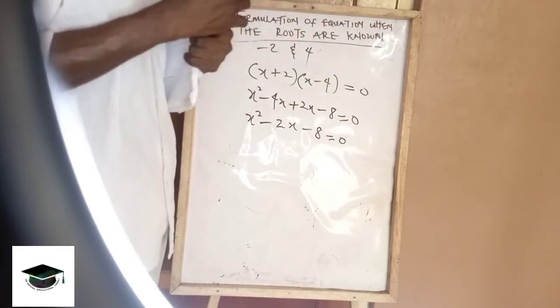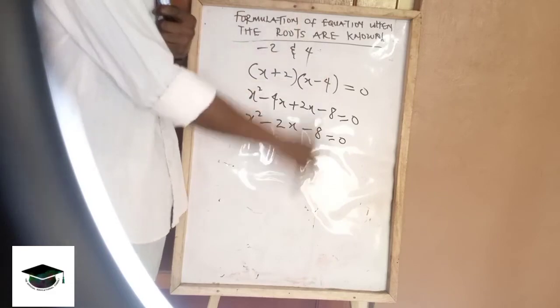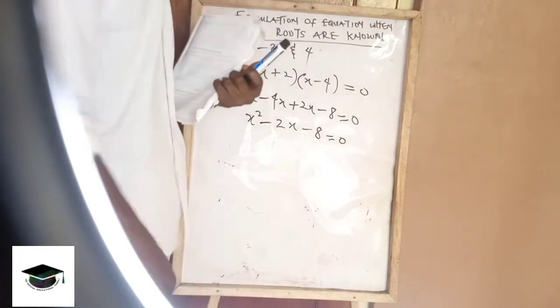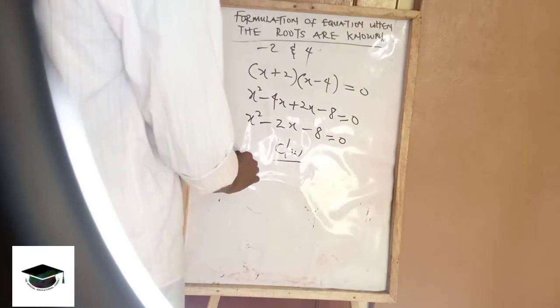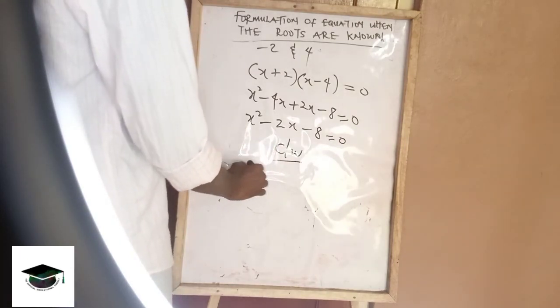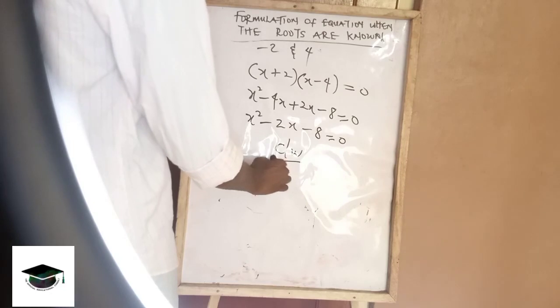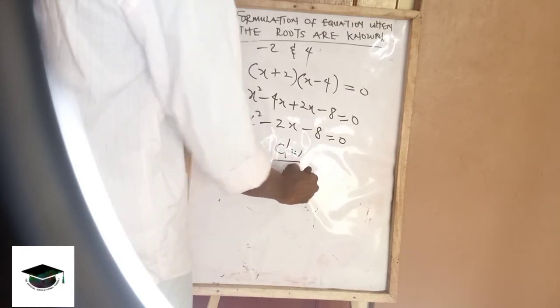That's very, very simple. So these are the equations that you can derive from these two roots. So I want you to solve this as a classwork. So what if you have minus 1 over 4 and minus 5?